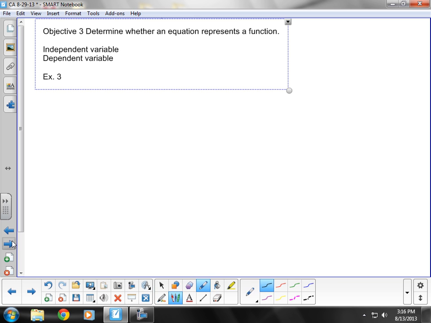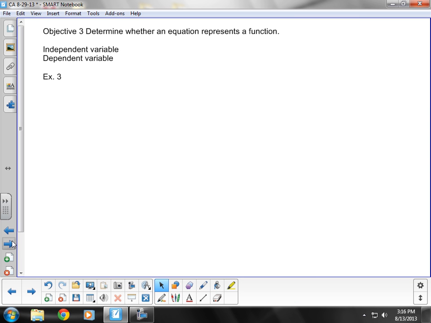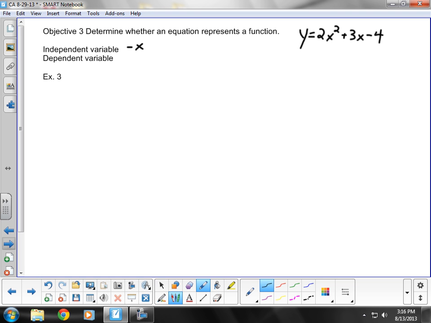Objective 3 in this section says we want to determine whether an equation represents a function. When we do that, remember that an equation would be something like y is equal to 2x squared plus 3x minus 4. Let's say that's my equation. Solve for y. If it's solved for y and the x is over on the other side, then my independent variable here would be the x's, and my dependent variable would be my y.